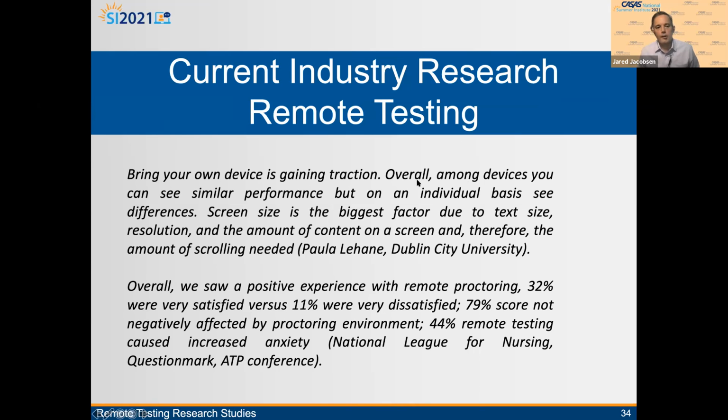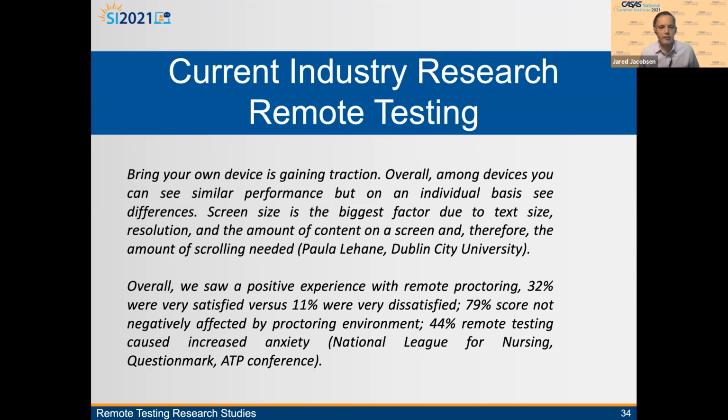So this first piece of information is from Paula Lehane from Dublin City University, and this was at the NCME conference. Bring your own device is gaining traction. Overall, among devices, you can see similar performance, but on an individual basis, see differences. Screen size is the biggest factor due to text size, resolution, and the amount of content on the screen, and therefore the amount of scrolling needed.